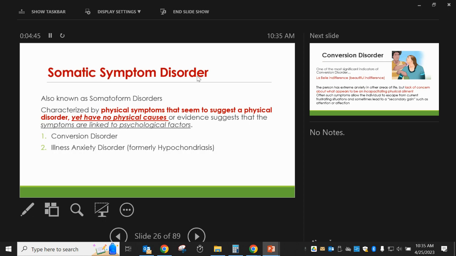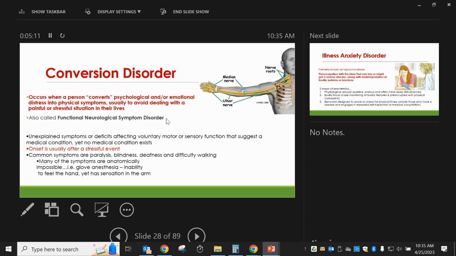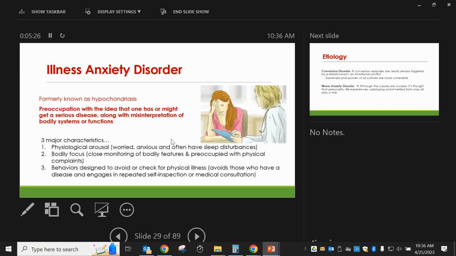Somatic symptom disorder is where people have physical symptoms that suggest that there's a physical disorder, but there's no actual physical cause. So it's kind of like having a stress migraine. There's not something in the body that causes it, but it's outside environmental things that are causing it. Conversion disorder is a type of somatic disorder. This is where they convert their stress and anxiety into some kind of physical ailment. Sometimes it shows up as glove anesthesia, where they can't feel their hand. Sometimes it's even blindness or epilepsy or paralysis. It's unconscious, and they can't control it.